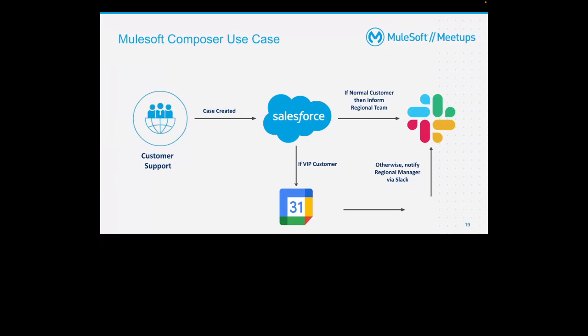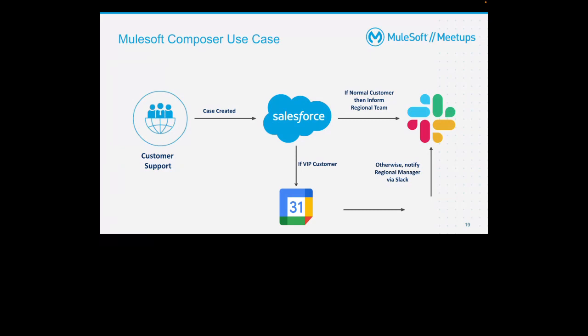So my customer sales, my service team, actually creates a case in my Salesforce organization. When a Salesforce record is created, if the customer is a VIP customer, then I will send a Google Calendar invite to my regional manager. And I would also inform my regional manager via Slack in a personal DM that this VIP customer has raised an issue or a case. Kindly look into this with the valid details.